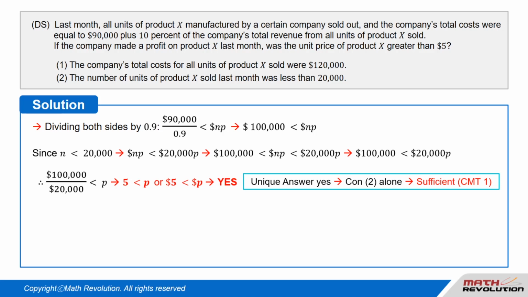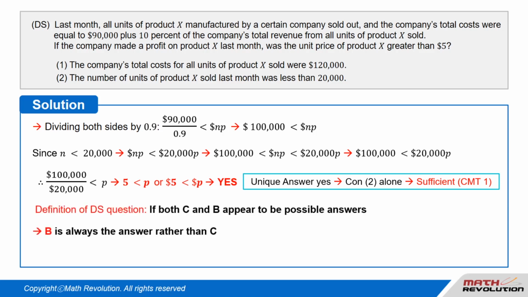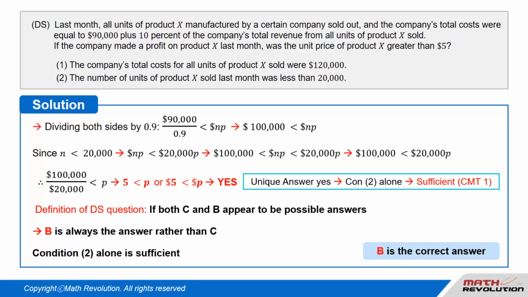You should carefully remember the solving process. If both C and B appear to be possible answers, then B is always the answer rather than C, by the definition of DS questions. Condition 2 alone is sufficient. So, B is the correct answer. Answer: B.